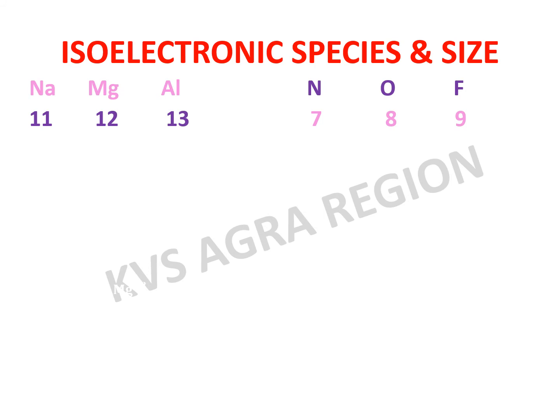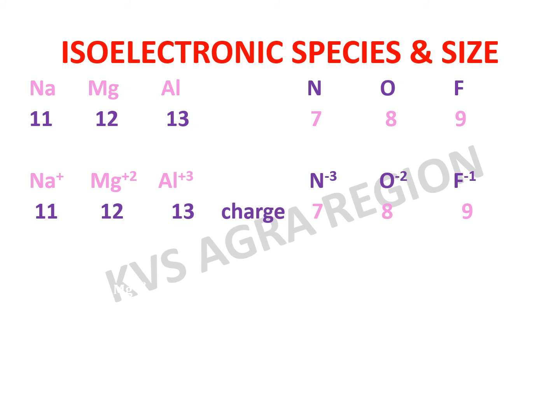Let's see what happens. Sodium forms sodium ion, magnesium forms Mg2+, aluminium Al3+, nitrogen N3-, oxygen O2- and fluorine F-. Now the nuclear charge in all these ions is 11 in Na+, 12 in Mg2+, 13 in Al3+, 7 in N3-, 8 in O2-, 9 in F-.